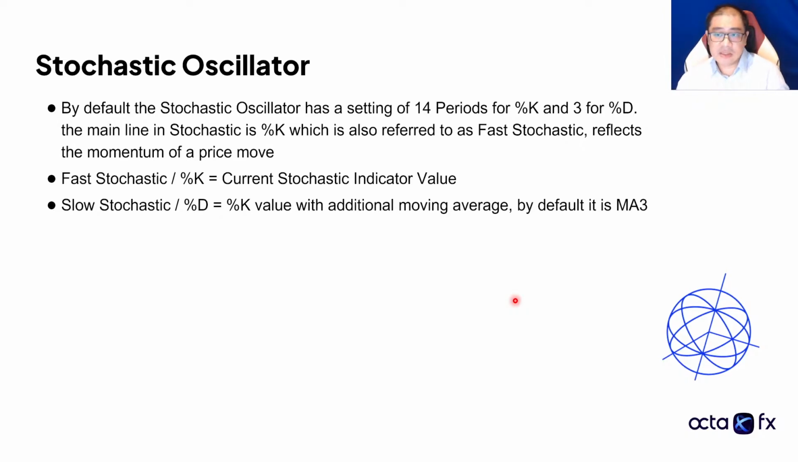Stochastics default settings are actually 14 floating periods for %K and 3 for %D. I changed the %D to 5. We'll talk about that on Wednesday. The main stochastic line is the %K. So if you tweak the settings, you'll get %K and %D. %K is the fast stochastic and it reflects the momentum of a price move. That's the current stochastic indicator value. We've got the slow stochastic, that's the %D. That's the %K value with an additional moving average. By default, it's actually MA3. I use MA5. So %D is an average or a smoothed-out %K. We'll talk about that on Wednesday. We seriously don't have enough time for that right now.